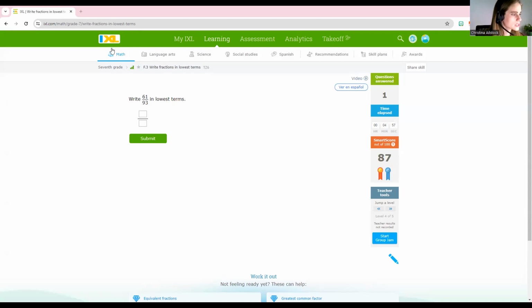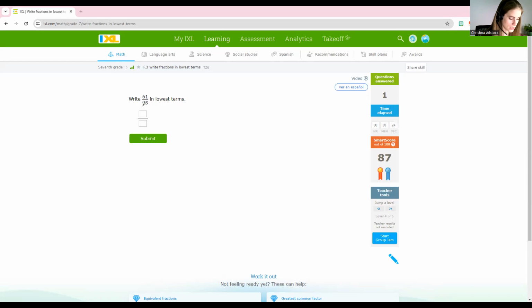So first thing I notice is when I look at 61 and 93, I always look to see if they're even numbers, because if they're even numbers, I know I can divide by 2, and they're not. They both happen to be odd numbers. So the next thing I'm going to check is, hey, are they divisible by 3? I'm just kind of going to go in order. 2 doesn't work. Let's try 3. So I'll use my calculator and say 61 divided by 3. I get a decimal, so that doesn't work.